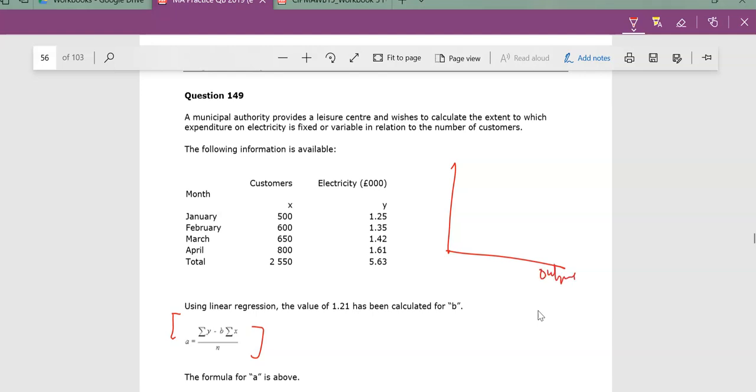So here we'd have customers driving the expense of electricity. So we know that we would have this, of course, well, they tell us anyway, to be fair. Some questions might not, so you have to be careful that you're clear as to what the cost would be on the y-axis, because they're independent. This is what's causing it. So this is the dependent variable, and this is the independent variable.